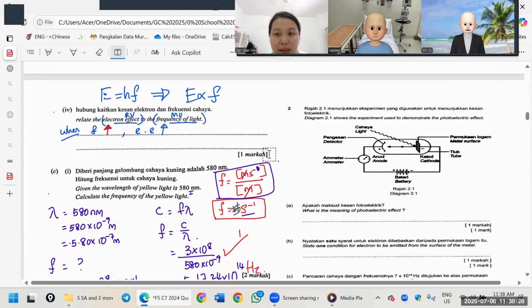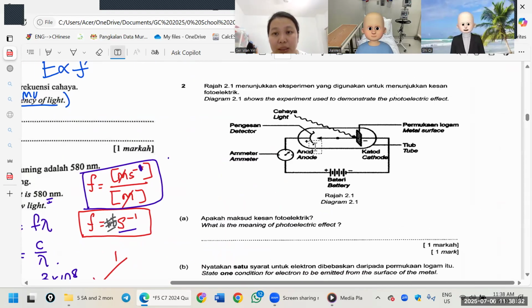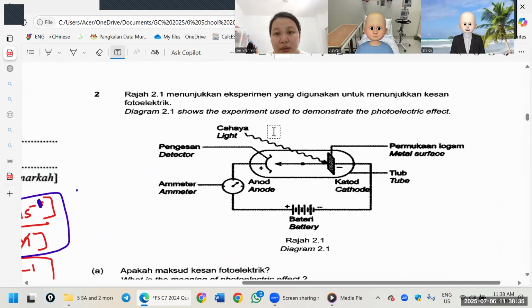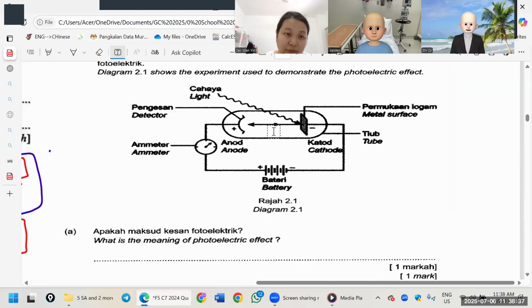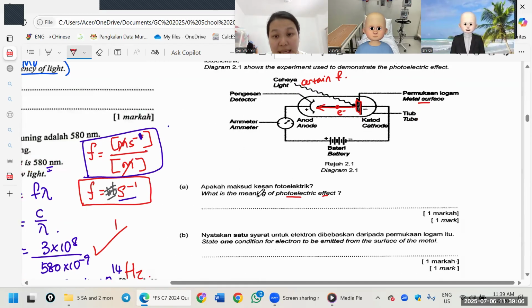Okay, so if we understand this already, then of course we can do the next. So this is an experiment used to demonstrate the photoelectric effect. So now the light shines on a metal surface. The light with certain frequency shines on the metal surface. Electron is emitted out. Or you want to say photoelectron is emitted out also can. So I believe all of you can memorize the photoelectric effect already. You write yourself.